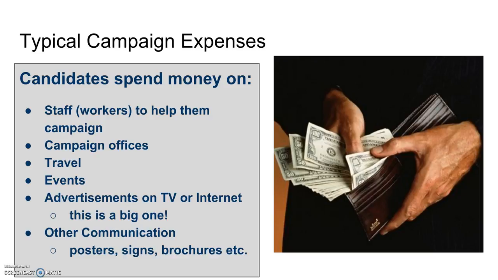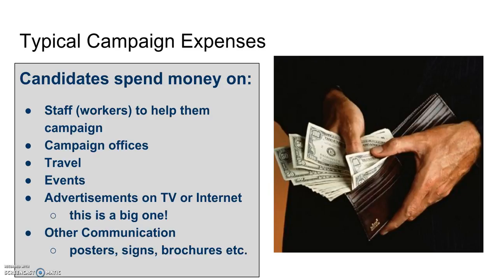So really what the candidates are spending money on is their ability to get the word out about why people should vote for them. And it takes more and more money each time around, each election, to get somebody elected. Because these things, the workers, the offices, the travel, the events, the advertisements, cost more and more to pay for as time goes on.